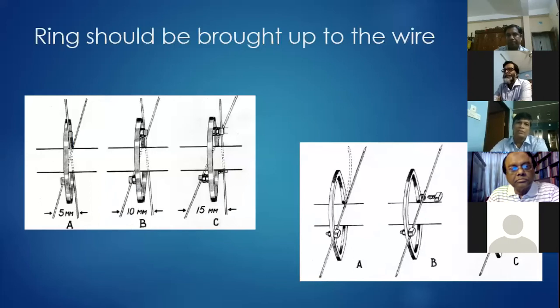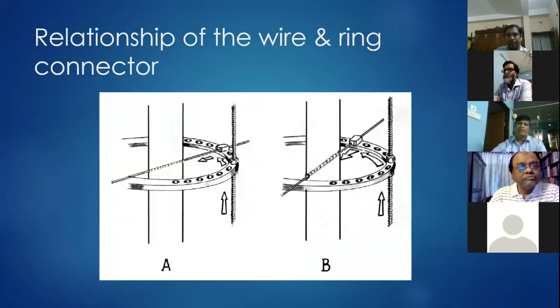Now the ring should be brought up to the wire, but the wire should not be brought up to the ring. To bring the ring up to the wire, we can use many things like washers or other supports. Regarding the relationship of the wire and ring connector: a wire should be fixed as close as possible to the ring connector on a ring. The closer the wires, the less the axial loading they will bear. This prevents the formation of a large hole in the bone cortex, resulting from axial loading pressure, and also prevents wire breakage.